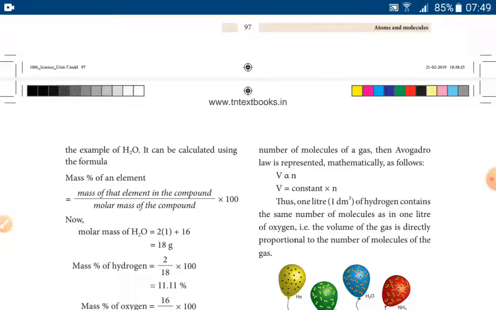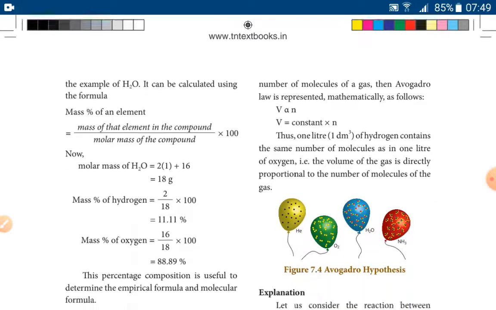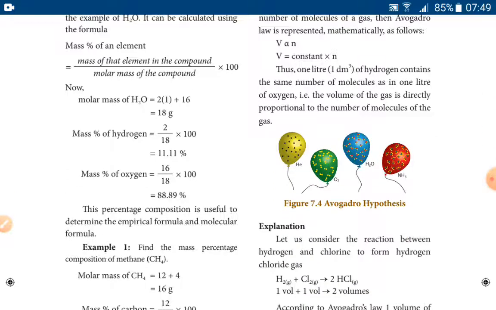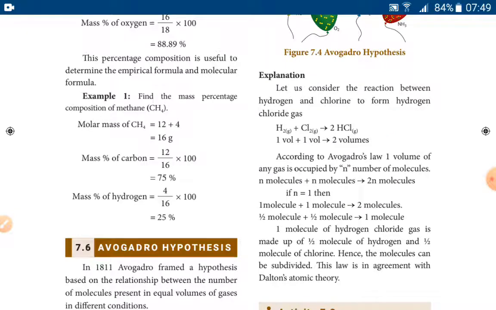So the percentage of hydrogen in the water molecule is 11.11%. But oxygen, only one atom of oxygen in the water molecule, but its atomic mass is 16. So 16 by molar mass, 16 by 18 into 100, that is 88.89%. So oxygen mass percentage in water is 88.89. Hydrogen mass percentage in water is 11.11%. Similarly, we can calculate the mass percentage for methane, CH4.